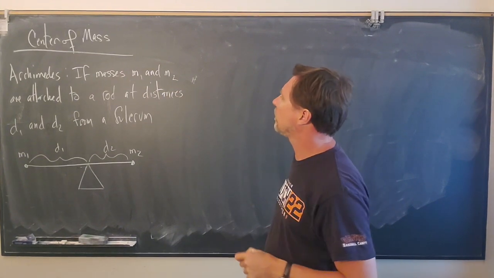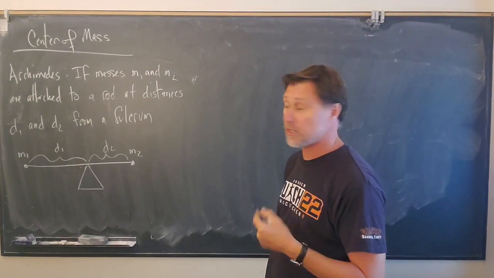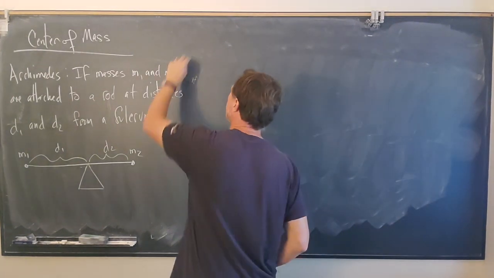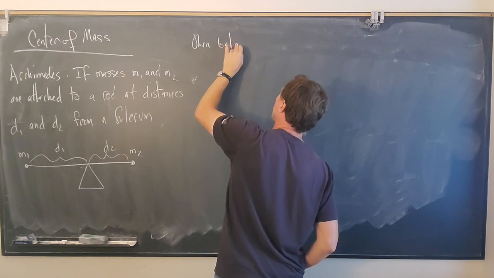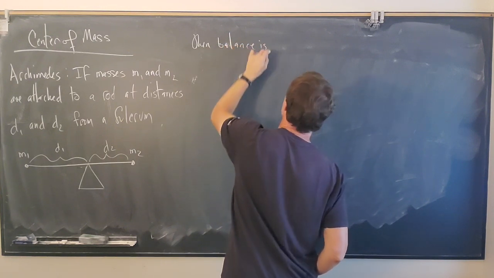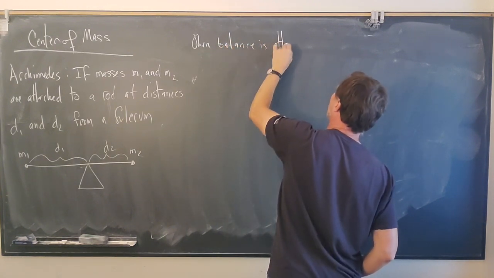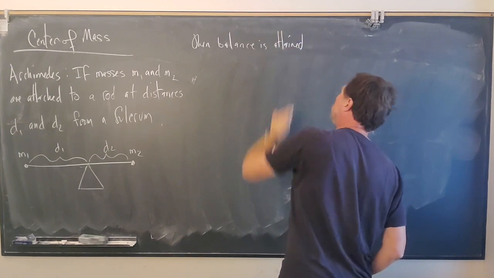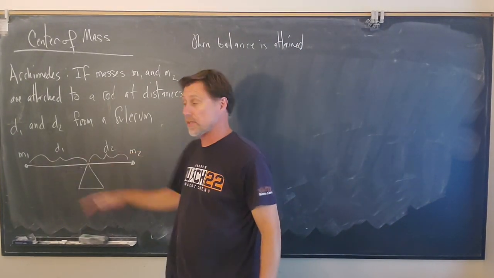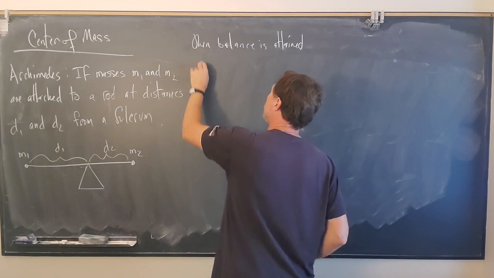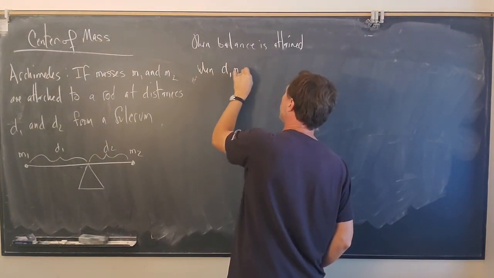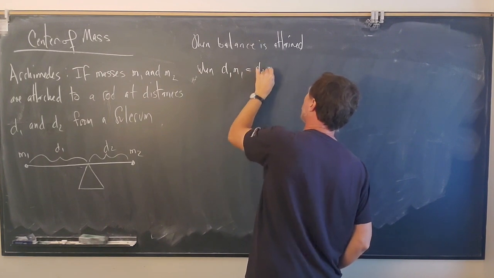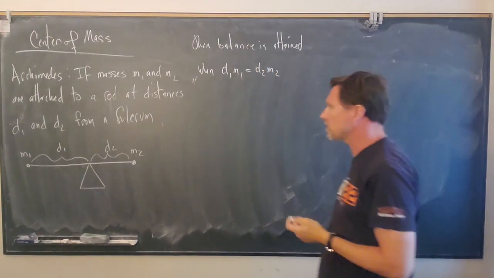So if they're attached at distances d1 and d2 from a fulcrum, then balance is attained, meaning this will be horizontal, when d1 times m1 is equal to d2 times m2. Right? So that's Archimedes' principle.